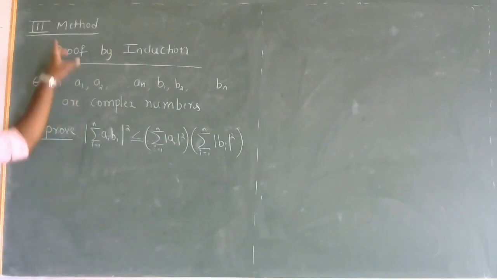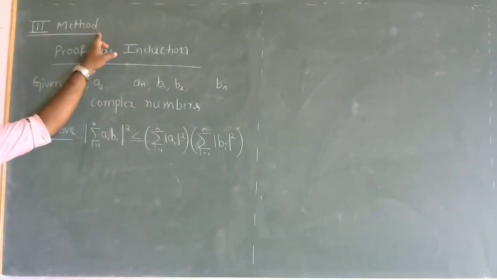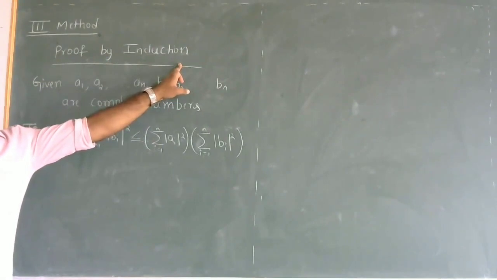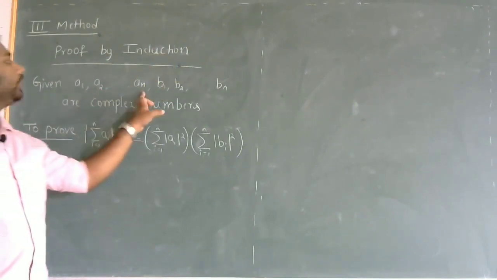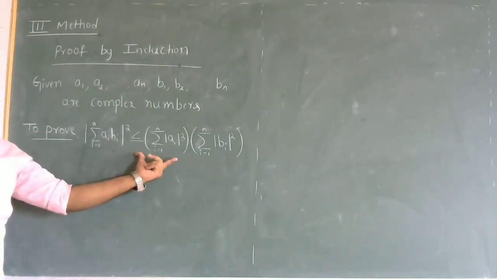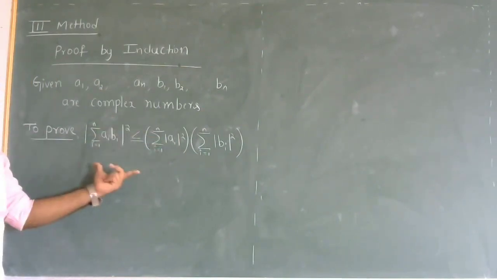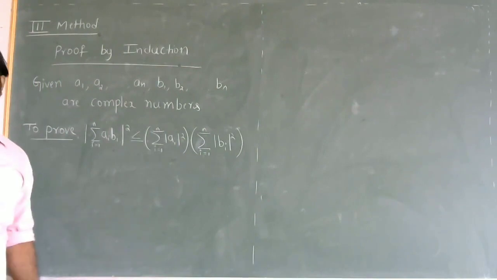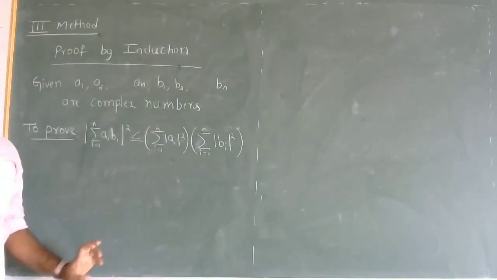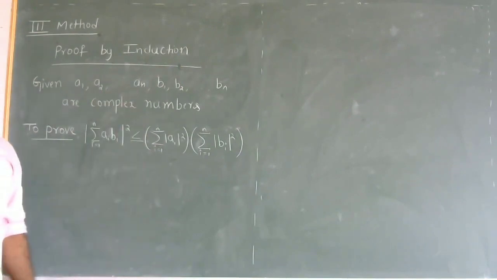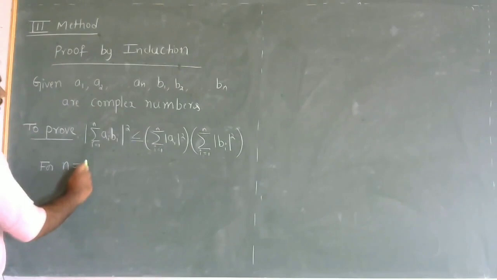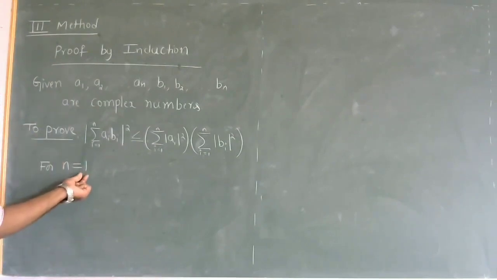Now the third method of proving Cauchy's inequality, which is by induction. Given a1, a2, ..., an, b1, b2, ..., bn are complex numbers, we have to prove this inequality. As this inequality involves natural numbers, we can apply induction. We shall prove this by mathematical induction. The induction starts from the least value, n is equal to 1.